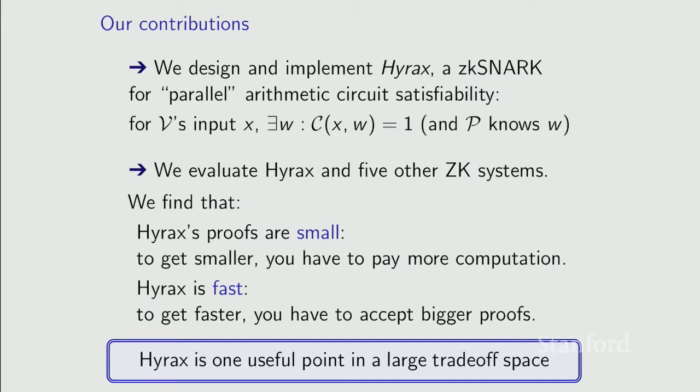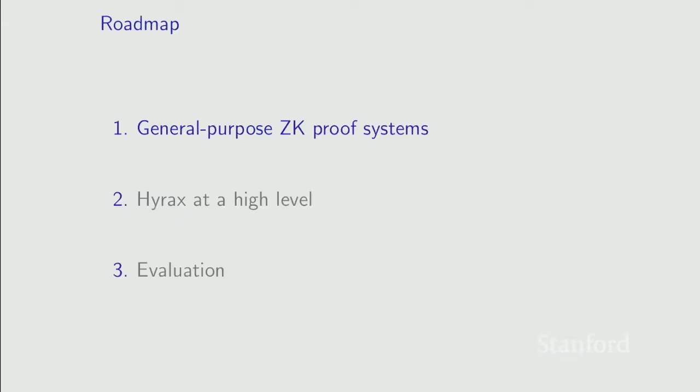So when you go shopping for a zero-knowledge proof system, decide what's important to you, and choose the correct system, the system that matches up with that the best. So that's what we're going to do. We're going to start by taking a look at some of the design space of general-purpose zero-knowledge proof systems. And later, we'll look more at Hyrax's design and then some of the evaluation results I mentioned.